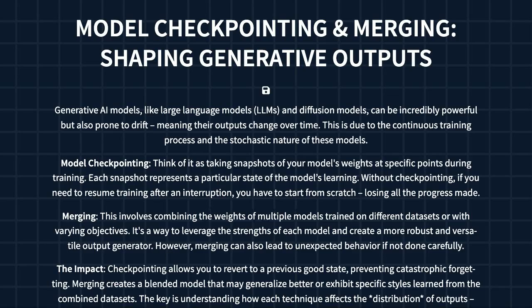Then there's merging. Think about combining the knowledge from multiple models trained on different data. This can make the final model really powerful and adaptable. But it's not as simple as just slapping them together. Careful consideration needs to be given to how those weights are combined, which directly impacts the quality and consistency of the outputs you get. More checkpoints mean more frequent saves, but also more storage. And when merging, different strategies can dramatically shift what the model produces, so it's important to experiment and understand how these techniques shape the distribution of your AI output.